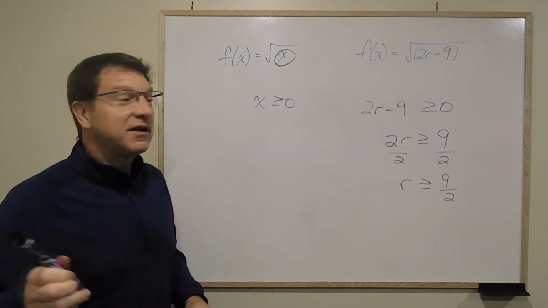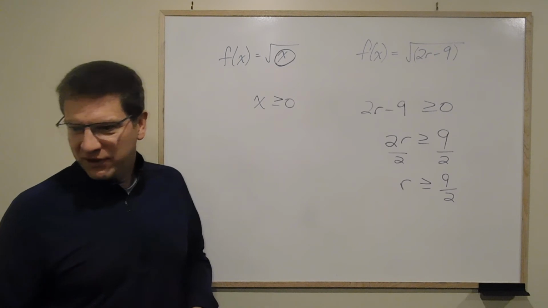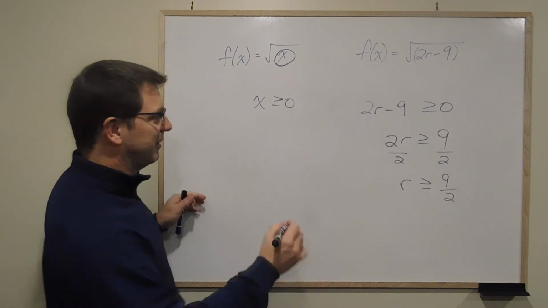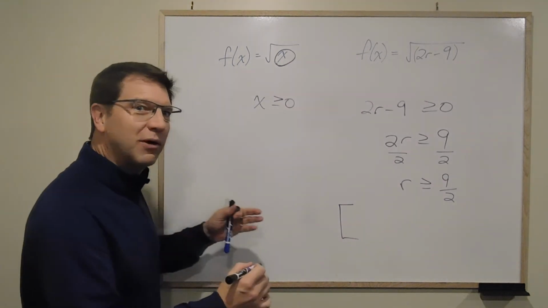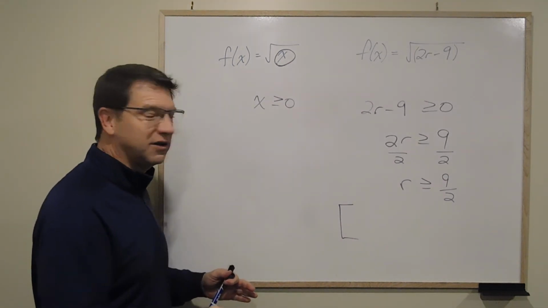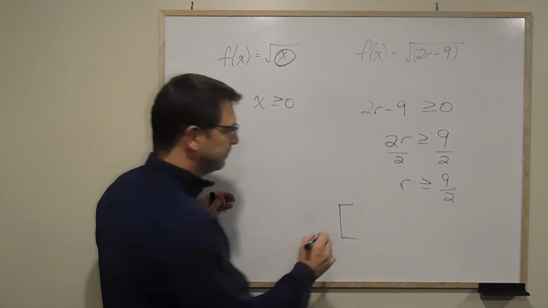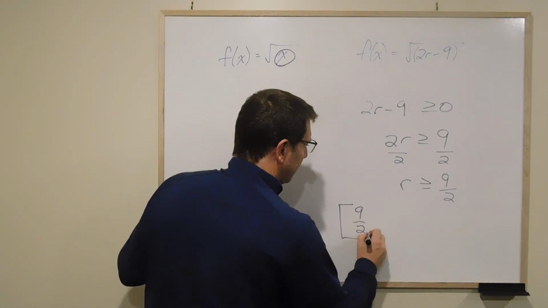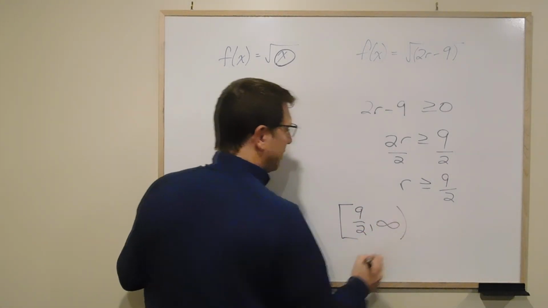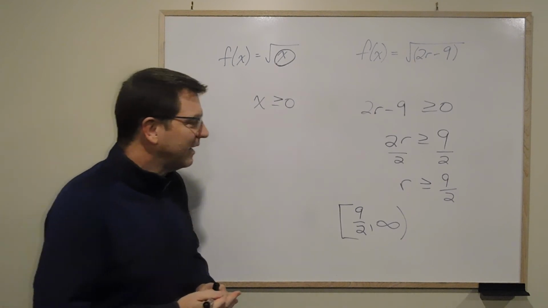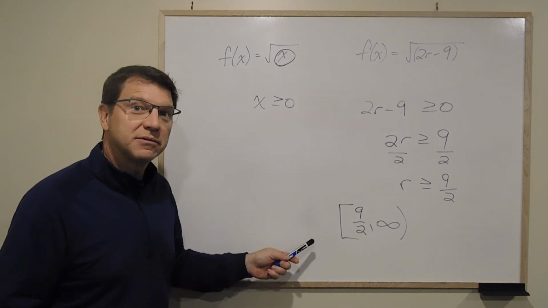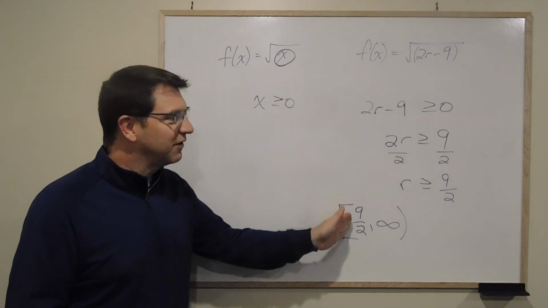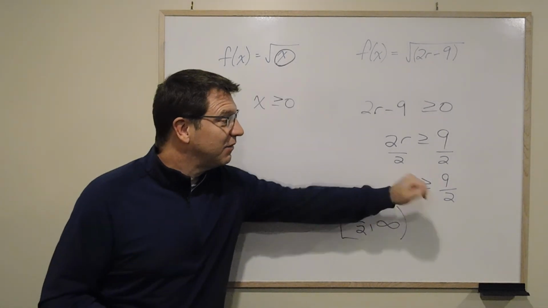Now the other thing you'll see on this slide is some fancy notation, something like this. Remember we talked about parentheses, brackets, and braces earlier? So it's written like this: 9 over 2 to infinity. We use the bracket because it includes the number 9 over 2. That is included. That is a solution because of the equal to sign.